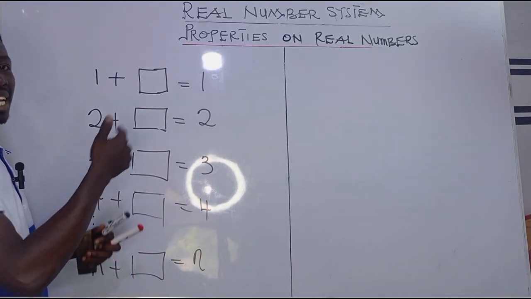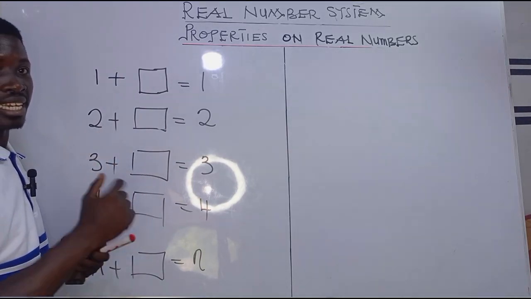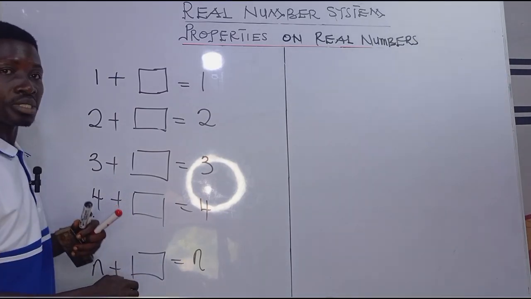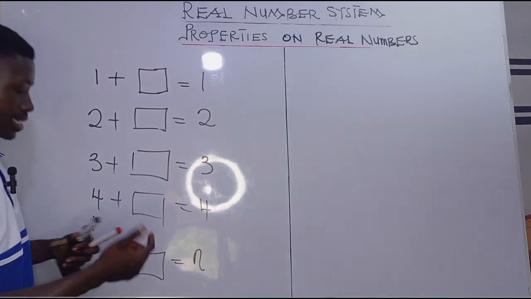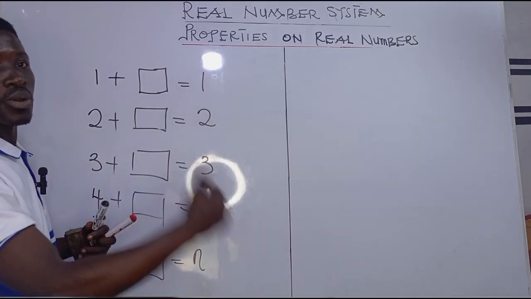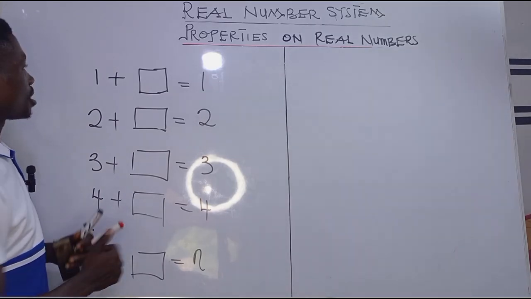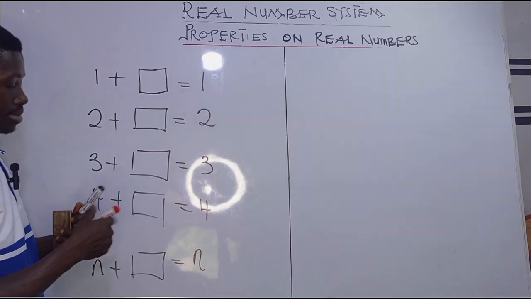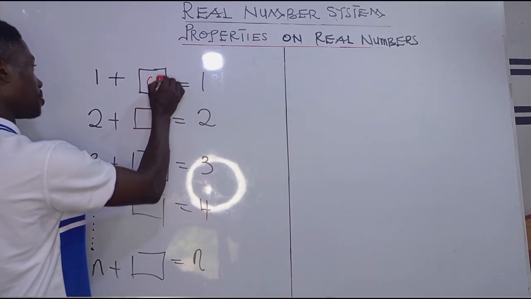So let's pick any number from the set of real numbers and then let's denote it with n. So n plus what number will still give you n, where n represents the numbers from the set of what? Real numbers, all the numbers. So looking at this, what do you think the number will be? I guess you are saying it is 0.